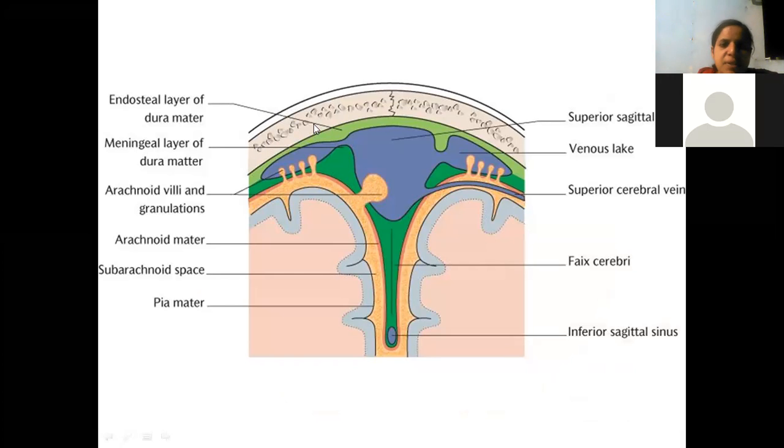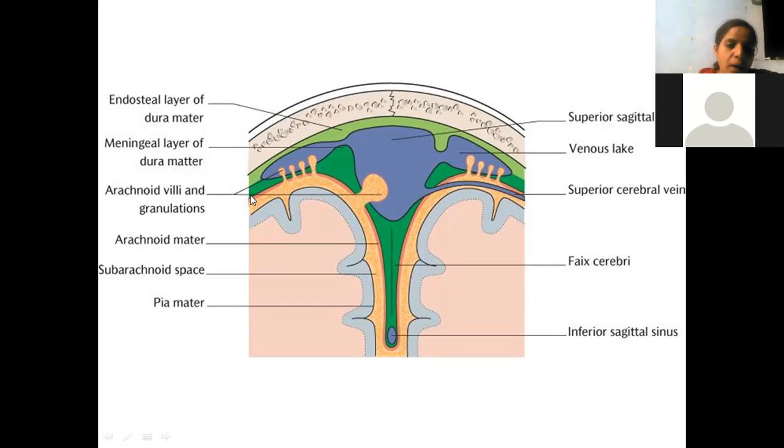Now you can see this is the skull bone, the outer table, inner table, and the diploe. This green colored area is the dura mater. The dura mater has two layers, the endosteal layer and this dark green meningeal layer. Between the endosteal layer and the meningeal layer we have venous blood. Those are the dural venous sinuses, named superior sagittal sinus and so on.